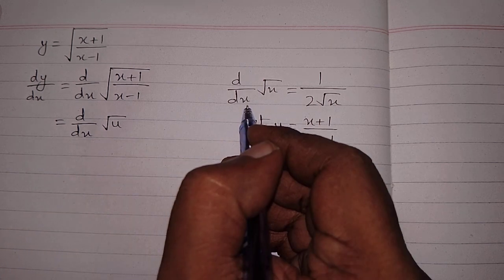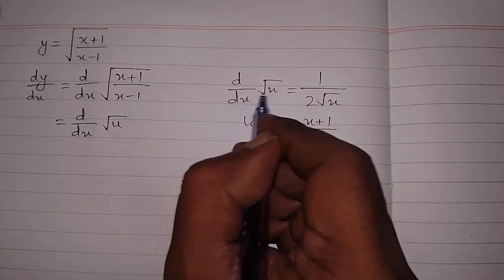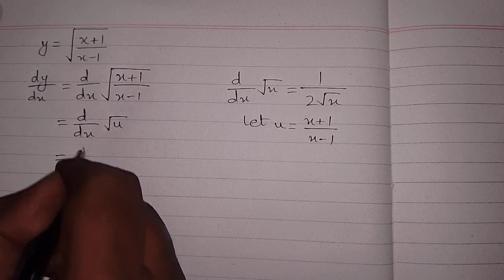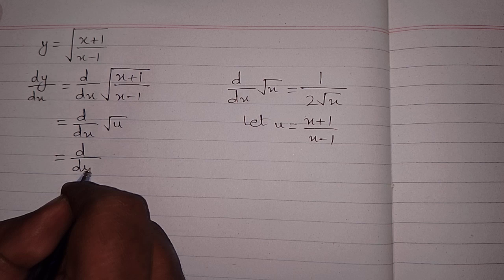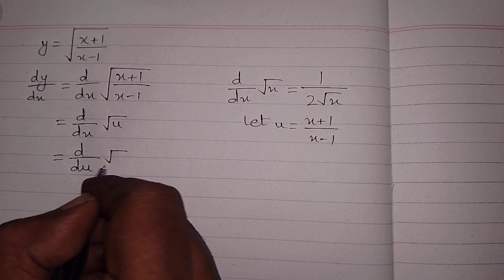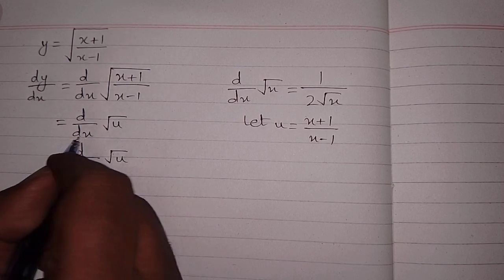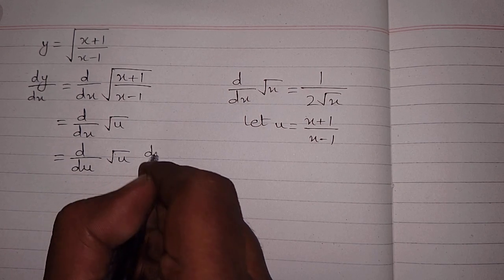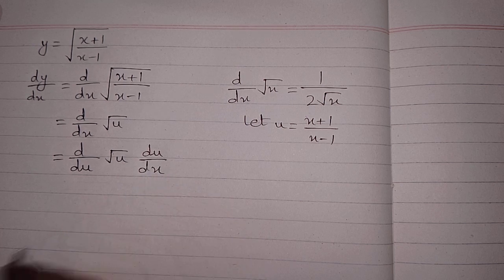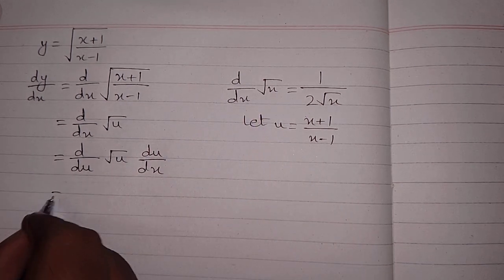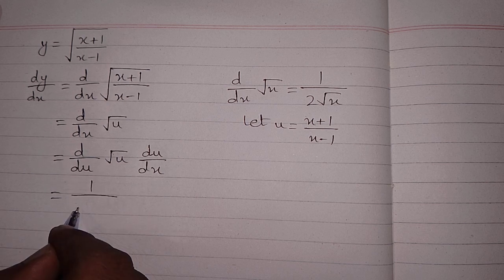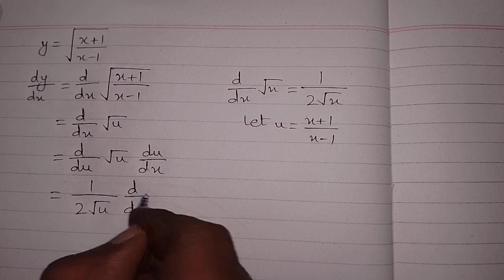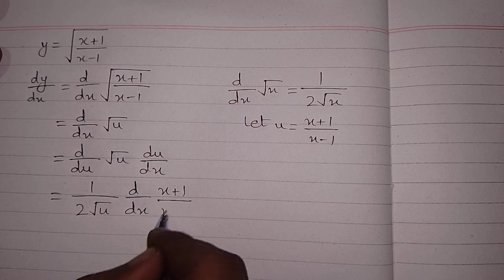Now we can see that these two variables must be same in order to apply this formula, but here the variables are not same. So we can apply chain rule of differentiation. So we can replace this dx by du so that we can differentiate the square root of u and then multiply it by du by dx. Now we can apply this formula. So the derivative of square root of u is 1 upon 2 square root of u multiplied by the derivative of u, and u is (x plus 1) upon (x minus 1).